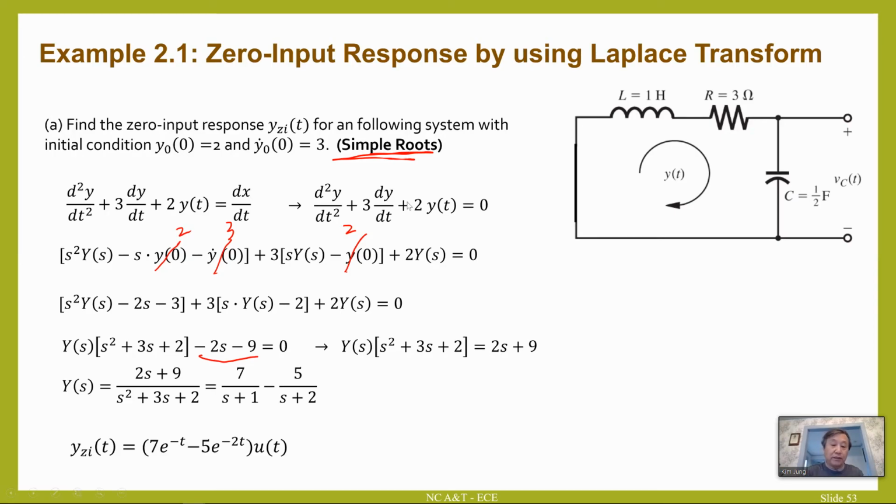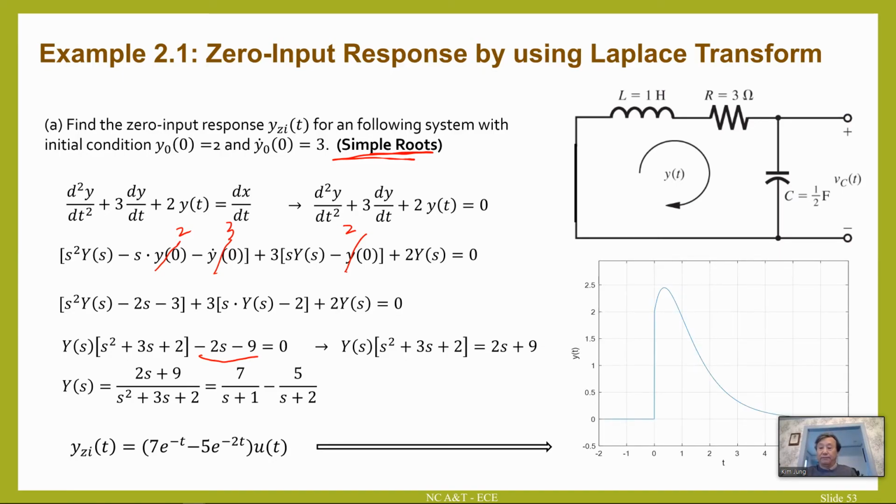Then this is the general input response: 7 e to the minus t minus 5 e to the minus 2t. Okay, so graphically we can do this case. It's okay? So everyone follows me, right? Yes or no?